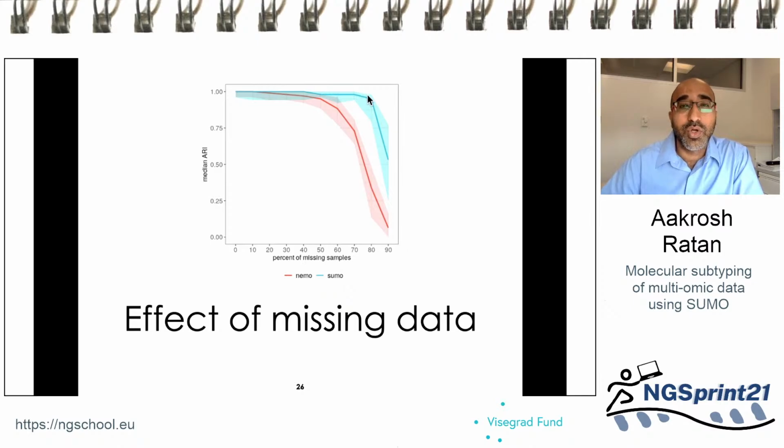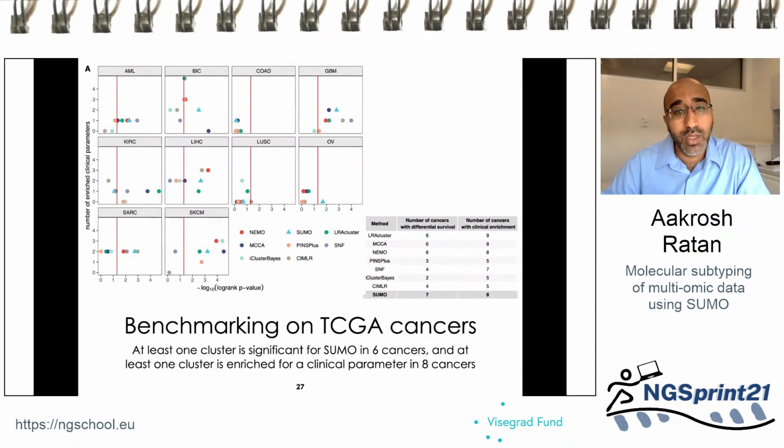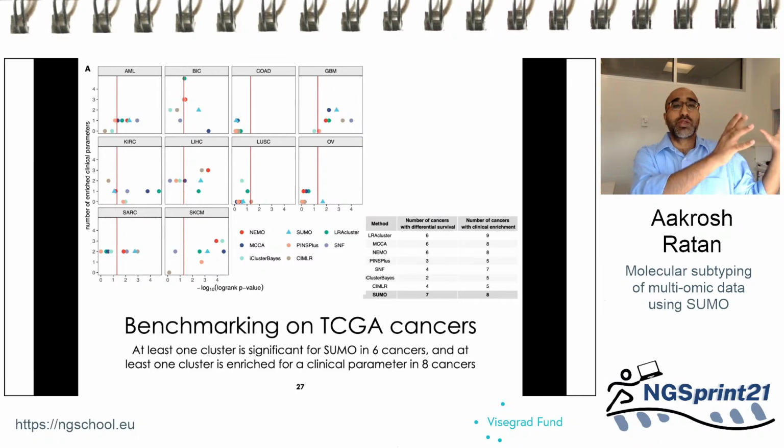So, as I show here, NEMO is another tool that can handle missing data. And then in SUMO, but SUMO seems to have a better performance even when a large amount of the data is actually removed. I mean, there are caveats to this, right? If you remove so many samples that the structure in the data is lost, then none of the methods are going to work. So that is simulations, right?